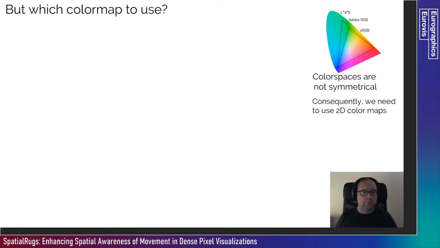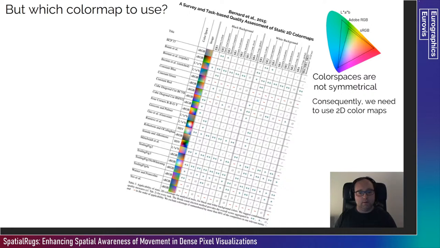Now, color perception is very individual to everyone, and it's really hard to find a color map which works well for everyone. And we could have done a lot of studies, but fortunately, someone else did. This was a paper by Bernard et al. from 2015, which I really recommend. It's a great survey, an assessment of static 2D color maps.